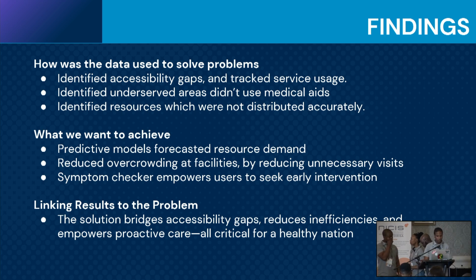So, our findings from the data were that we identified accessibility gaps. People are always too far from where they can get help. Through our data, we also found that in medical aid claims, places like Limpopo, mostly rural villages, have probably one claim, two claims. And we saw that, okay, that means everyone there is relying on public health.